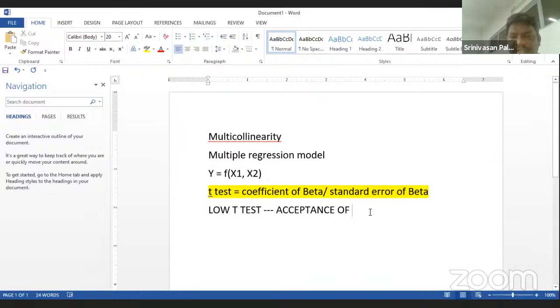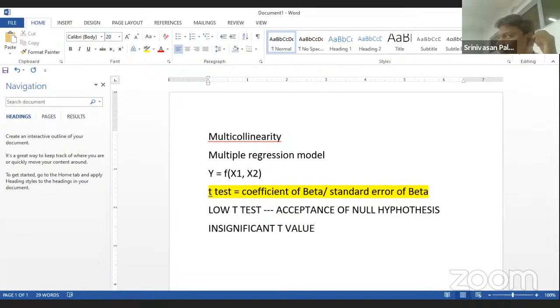Low t-test is equal to acceptance of the null hypothesis. You know, right? Null hypothesis. That means insignificant t values. Low t-test is nothing but insignificant t values, t ratios or t values. That's it. So this is a very serious problem. Multicollinearity. At least I can have a solution for the autocorrelation. Here multicollinearity is again a serious problem.